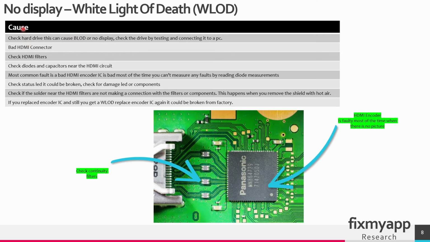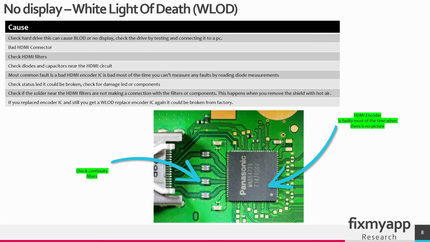One of those causes can be a bad or failing hard drive. This can also cause a blue light of death or a no display, so white light of death. You have to check the drive by testing it on a PC and check the hard drive's health with a software to see if there are any bad sectors on the drive. The next one is a bad HDMI connector, so the pads here could be disconnected or the pins inside of this HDMI connector can be faulty.